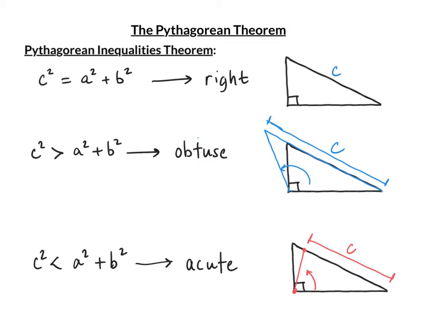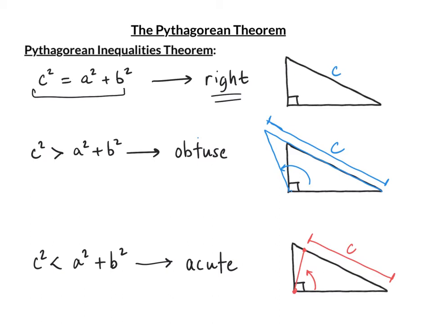Another use of the Pythagorean theorem is to tell whether a triangle is right or not. The Pythagorean theorem says that if a triangle is right, then a squared plus b squared equals c squared. The converse is also true. If a squared plus b squared equals c squared, then the triangle is right. So that is how we can tell it's right. If it works perfectly in the Pythagorean theorem, then we know it's a right triangle.